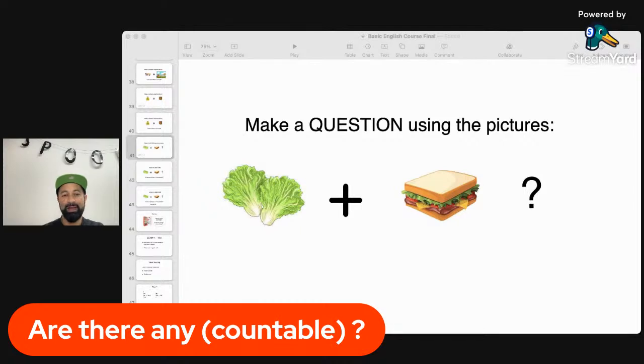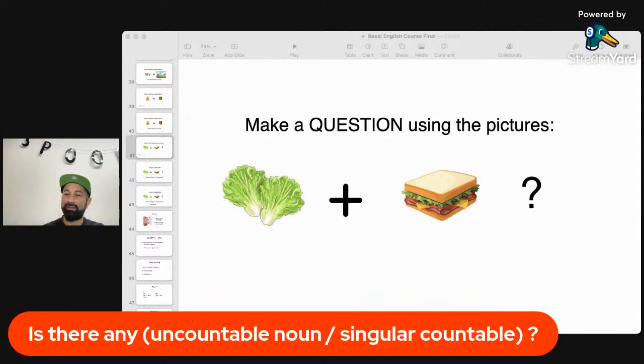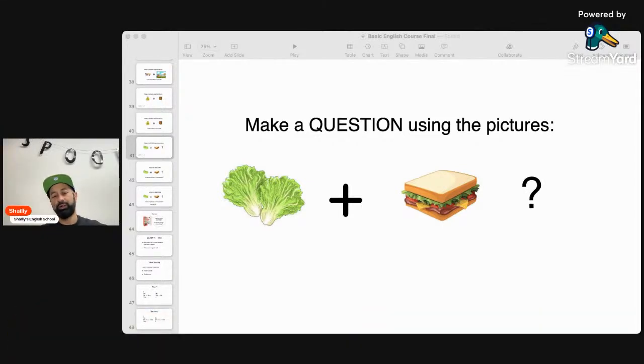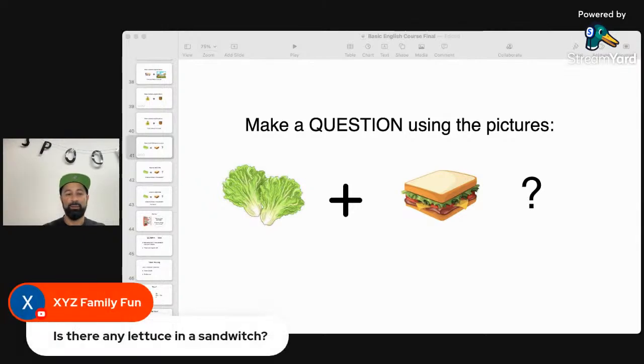All right. And what is your answer for this? Remember, it's a question. And key thing here, again, I've said this before, don't forget the word any. Don't forget the word any. We've got XYZ with, is there any lettuce in a sandwich? A sandwich. No T in the spelling of sandwich.